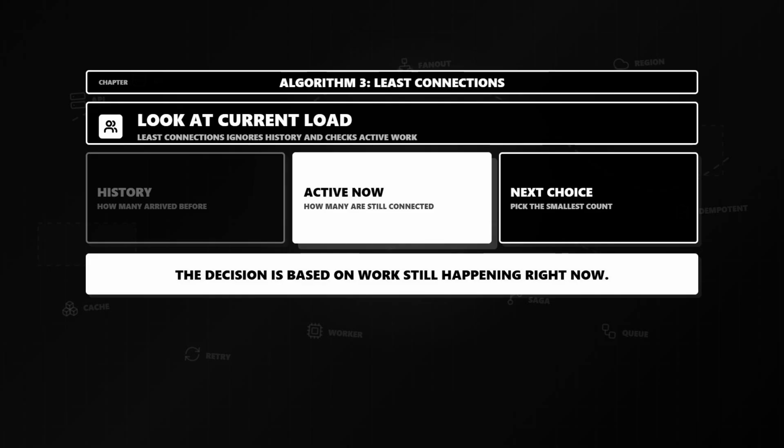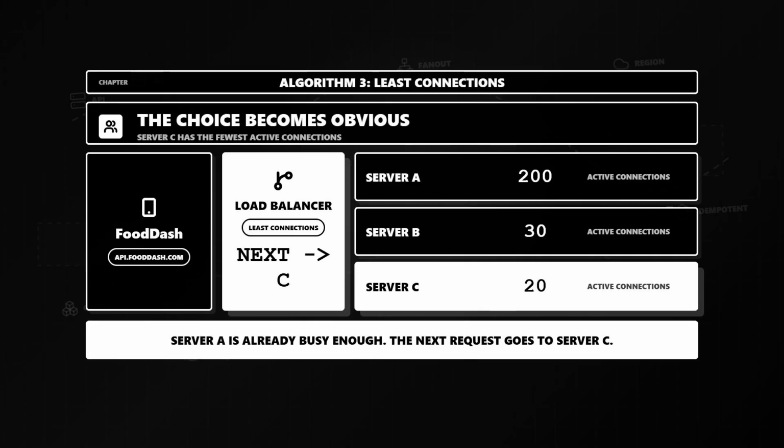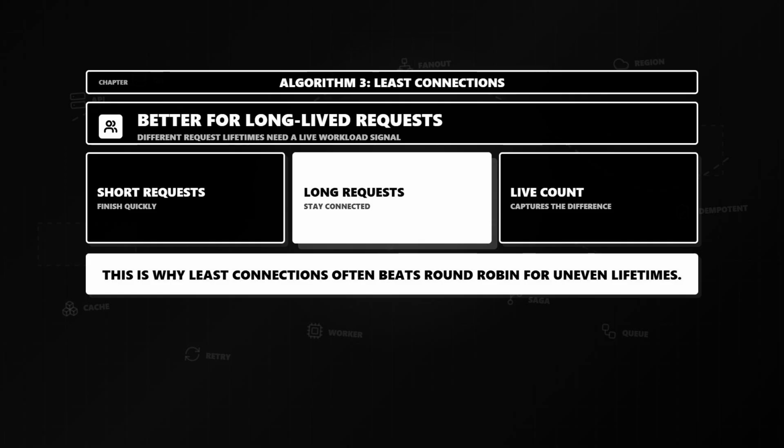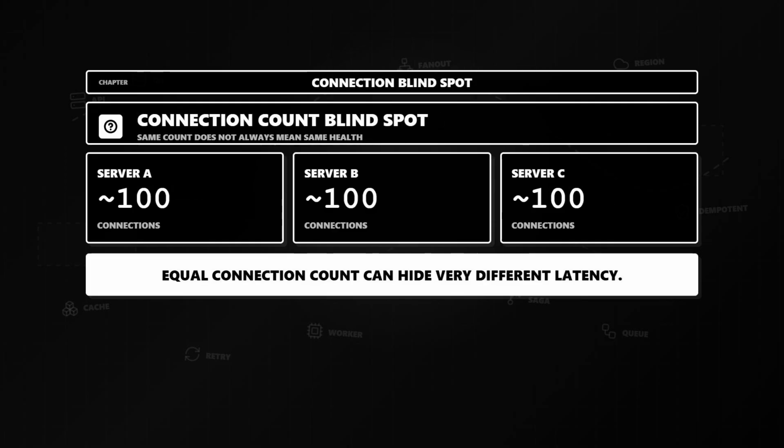This is where least connections comes in. Instead of looking at how many requests arrived previously, the load balancer looks at how many active connections each server is handling right now. The next request gets sent to the least busy server. If server C has 20 active connections and server A has 200 active connections, the decision becomes pretty obvious. Least connections is simple, practical, and often works much better when requests have very different lifetimes. But even this approach has a solid blind spot. Connection count doesn't always tell the full story.